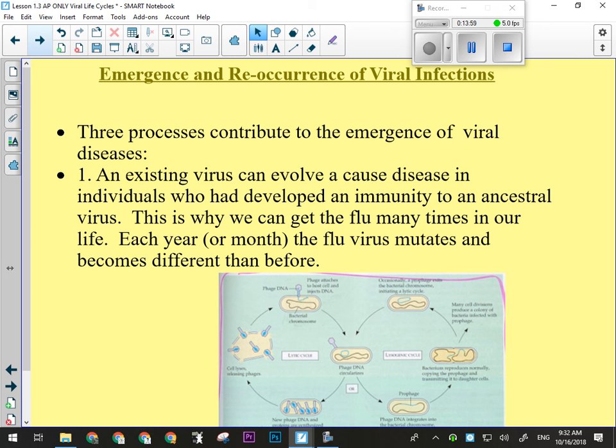Okay, or maybe you got the chicken pox as a kid. Okay, and there's a mutation in the chickenpox virus. Most of the time you only get chickenpox once. Okay, but if there's a mutation in the virus, then your immune system may not recognize it and you can get it again.